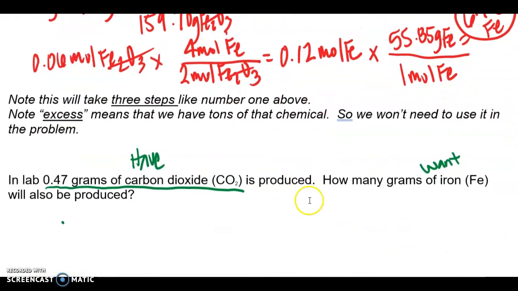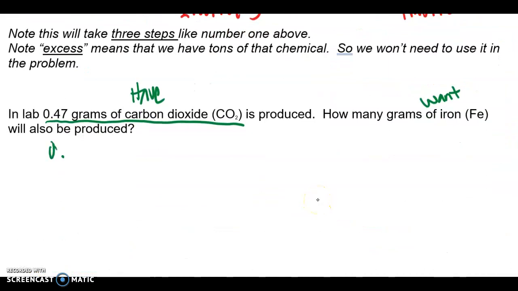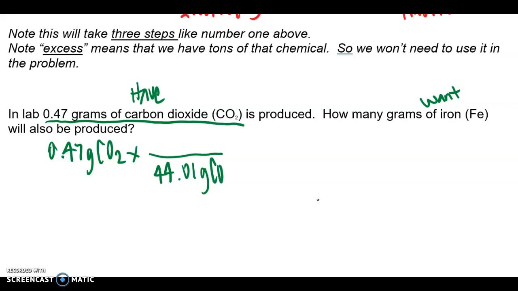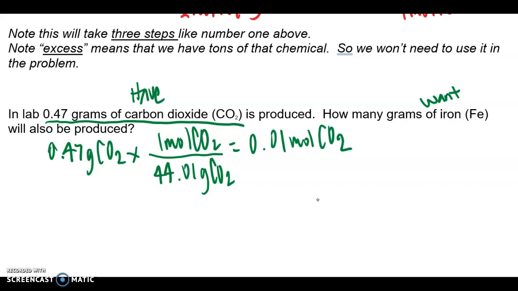Okay, so let's go down here. We're going to start with 0.47 grams of CO2. First step we have to do is to get it into moles. So we always get it into moles first step. So based on the periodic table, 1 carbon and 2 oxygen is 44.01 grams. And that's equal to 1 mole. And this is going to come out to 0.01 if we round to 2 decimal places. And that's moles of CO2.